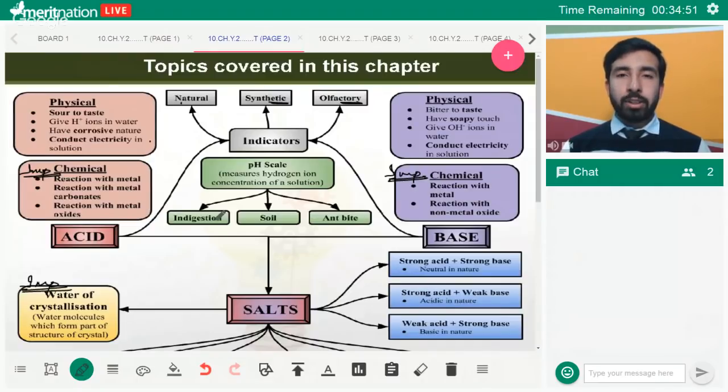Now, for the digestion of foods, when excess of HCl is released, then it causes irritation and pain in the stomach.